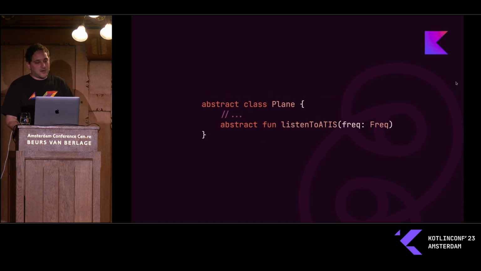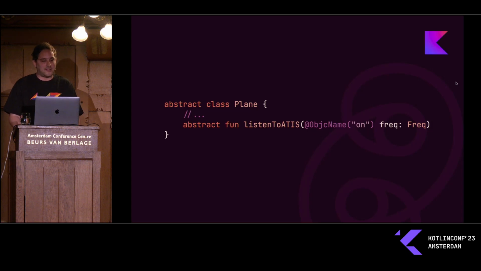If we go back to our Kotlin code, what we can do is add this annotation. This annotation will change the parameter name in Objective-C and in Swift. And in fact, in Objective-C, the first parameter name is part of the function name.